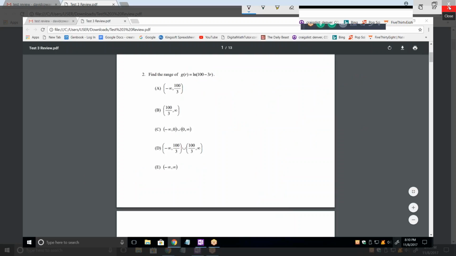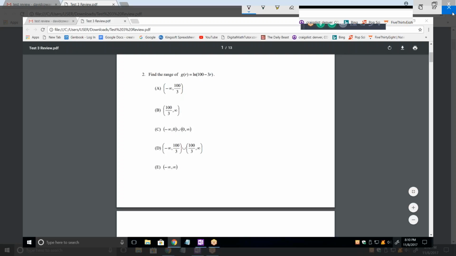The domain of a log function, you set the argument greater than 0 and solve. The range of a log function, negative infinity to positive infinity. I'm not sure I've ever seen one that didn't have that range. It's difficult to imagine what the argument could be so that the range wouldn't be negative infinity to positive infinity. Okay, if r were 33, I'd be taking the log of 1, which is 0, so it definitely can be 0. So it's not C. C excludes 0.